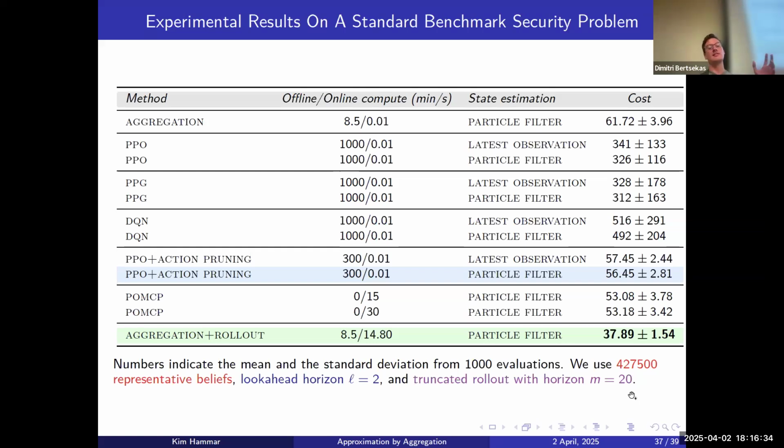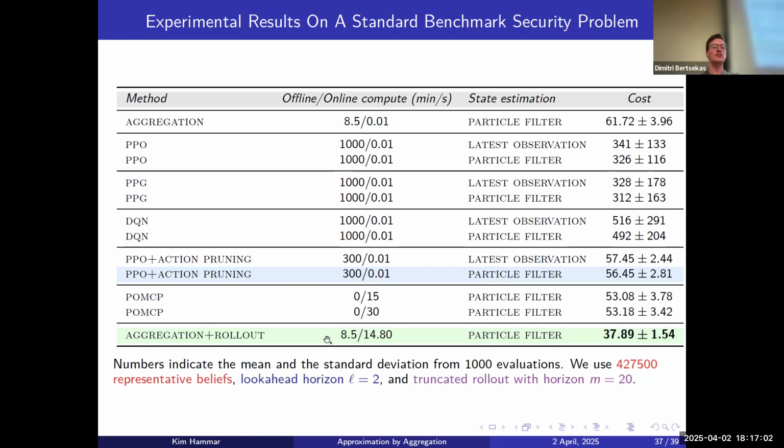Now, we have a lot of details about these experiments in our paper that we will release soon, with many different configurations of rollout. But for this particular best result, we used a look-ahead horizon of 2. I used truncated rollout with a rollout horizon of 20 time steps. And then we used truncation with the cost approximation obtained from the offline aggregation. That was what gave us the best result.